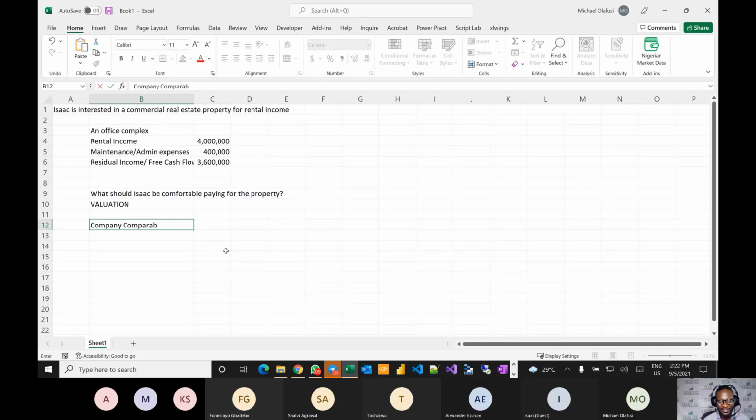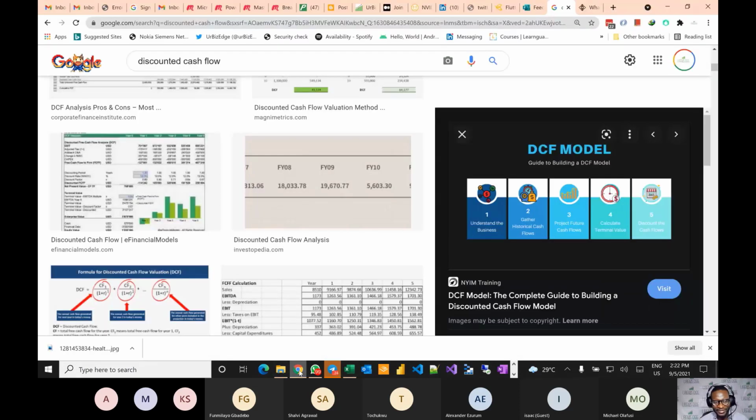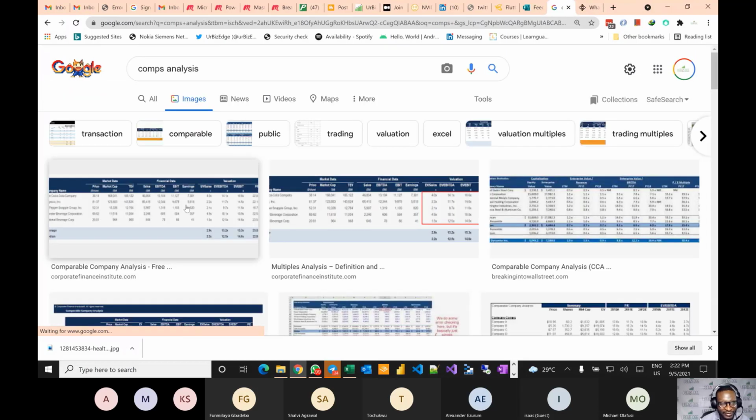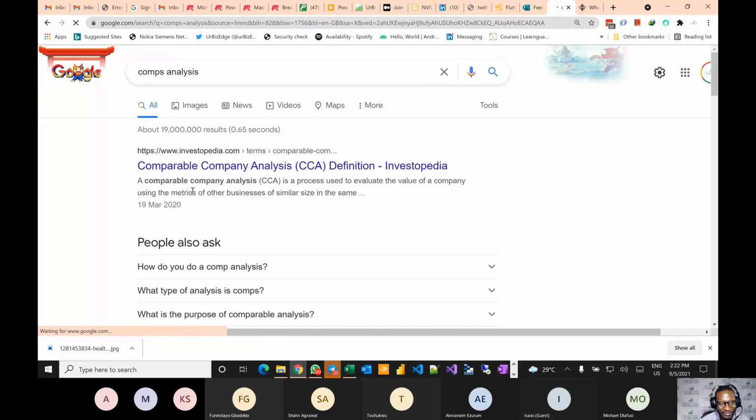Is it comparable or comparative? Let me just use my friend Google to quickly get that for us. Comps. I'm used to calling it comps that most times I'm struggling.